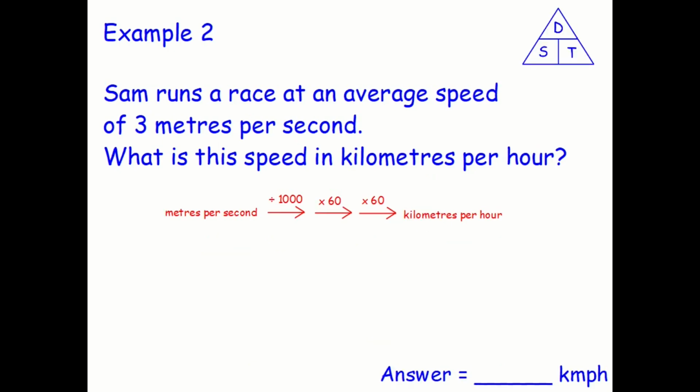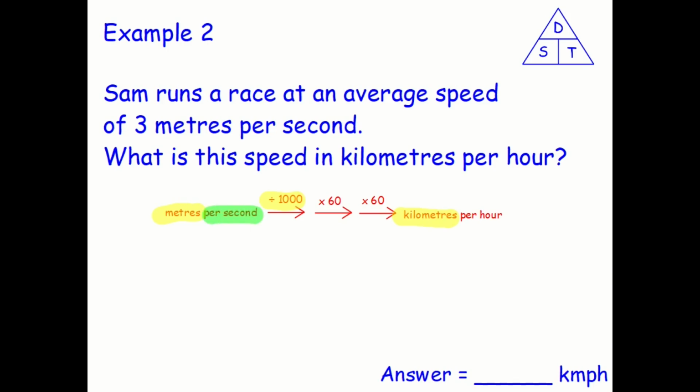Okay, example number 2, going the other way. So from meters per second into kilometers per hour. Sam runs a race at an average speed of 3 meters per second. What is this speed in kilometers per hour? So quickly just going through how you go between these two things. So again, meters into kilometers. Well, if you think about it, say for example, I ran a 5,000 meter race. That would be 5 kilometers. Hence, you have to divide by 1,000.